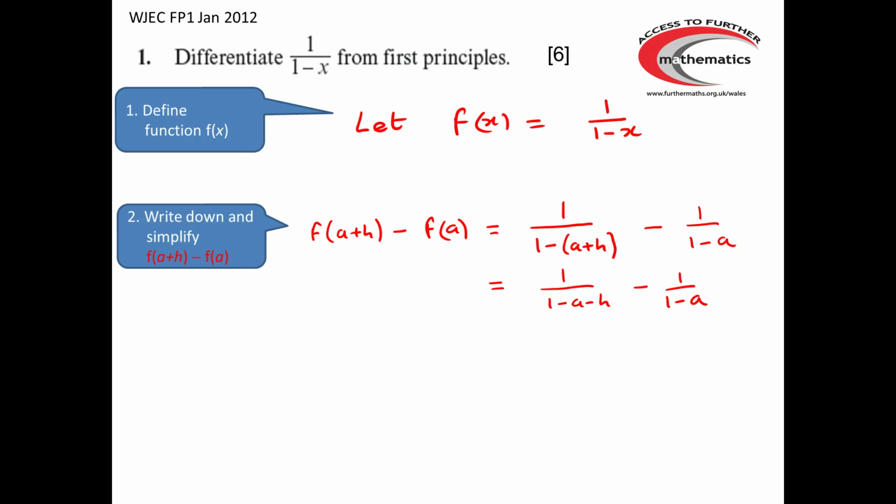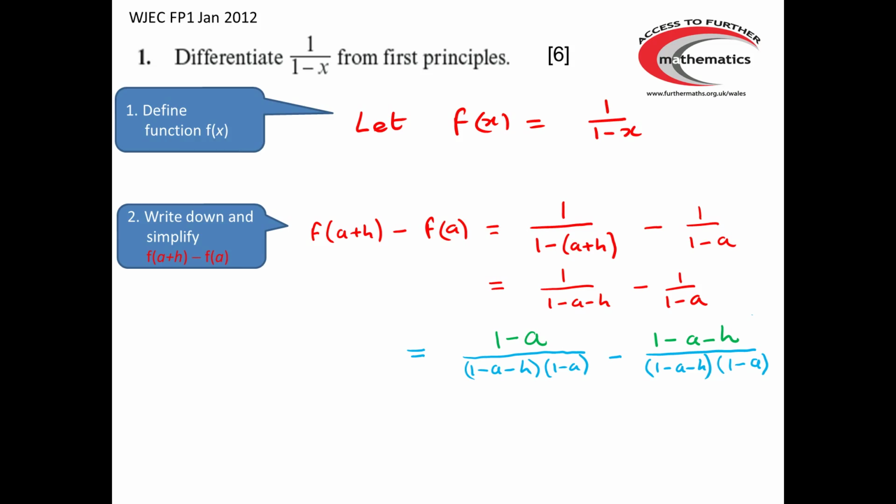So we've now got 1 over 1 minus a minus h, take away 1 over 1 minus a. We're subtracting two fractions, so the sensible thing is to move towards a common denominator. So the common denominator will be 1 minus a minus h times by 1 minus a. Now, with the first fraction, which was 1 over 1 minus a minus h, we've had to multiply the denominator by 1 minus a to move to the common denominator. So we must do the same to the top. So the top will now become 1 minus a. On the second fraction, the denominator was 1 minus a. We've had to multiply that by 1 minus a minus h to move to the common denominator, so we must do the same to the 1 on the top.